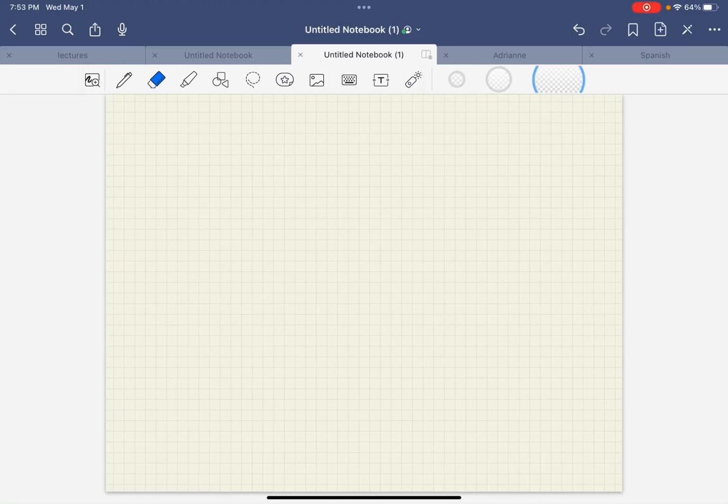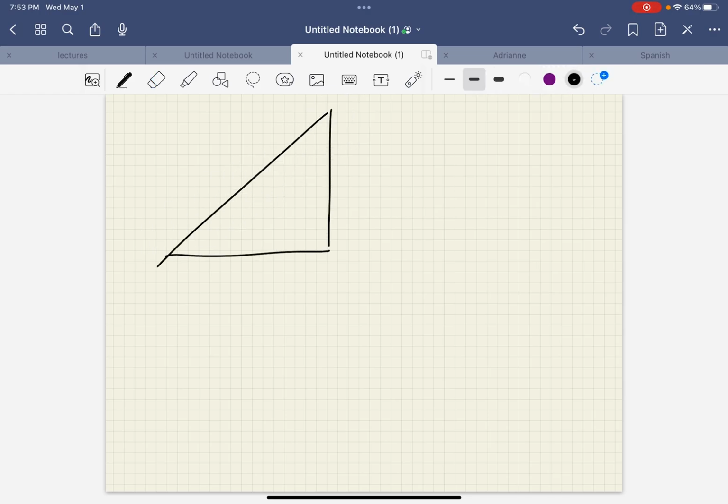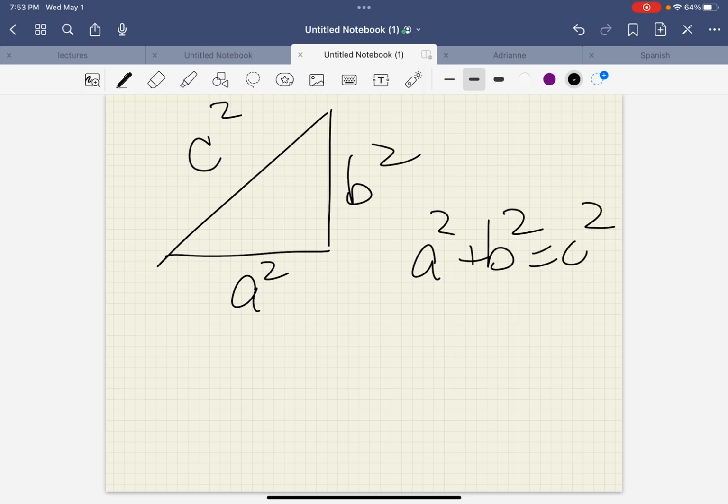All right, guys, today we're going to do lesson 112 and 113. And 112 is applications of the Pythagorean theorem. So remember, when you have a right triangle, a squared plus b squared is equal to c squared. Okay, so if we know it's a right triangle, we can find missing sides.